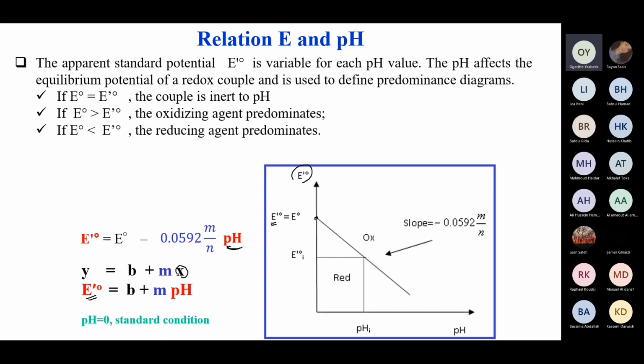E naught prime equals E naught when the pH is actually 0. If the pH is 0 here, then E naught prime equals E naught. So we start at pH 0. And then as the pH increases, put a higher pH here, you're going to see that this diagram is going to go downwards because the slope is negative. This is the M. It's negative, so it's going to go down.